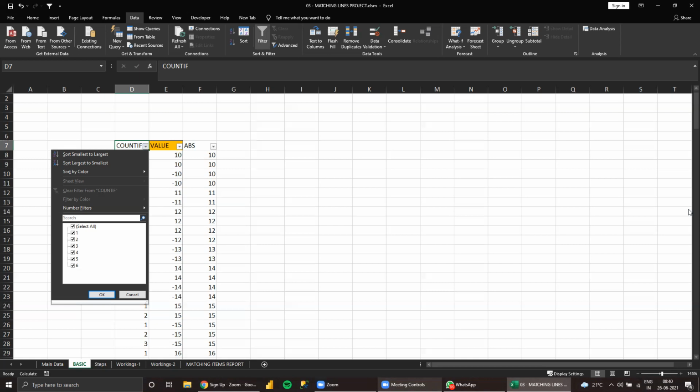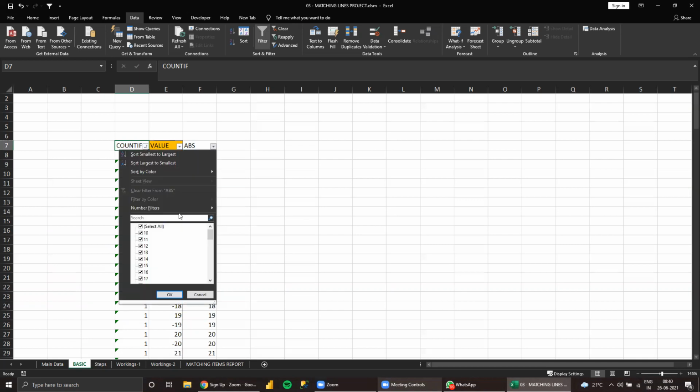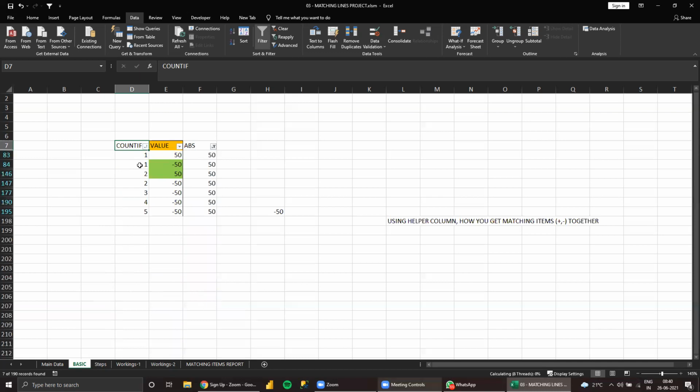Okay. Now see, I'll sort this, COUNTIF, then I go for substring 50. Now see what will happen. See here, 1, 1, 2, 2. So again, back to square one, we don't do anything.